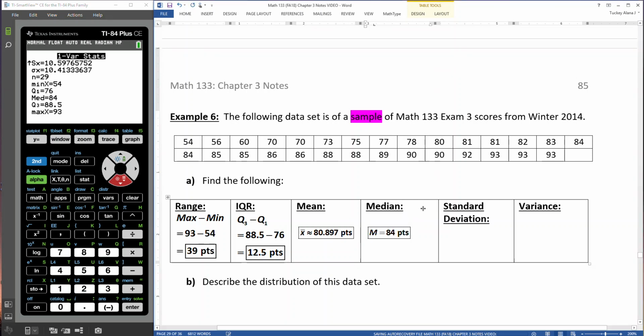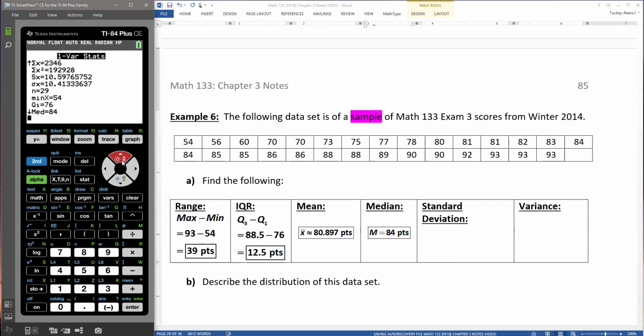There we have that. Standard deviation, everybody's favorite. Standard deviation was, let me see here, s. So we want s because we want x bar. This was, it's right there, 10.598 roughly when we approximate. So 10.598. And then last but not least, the variance.